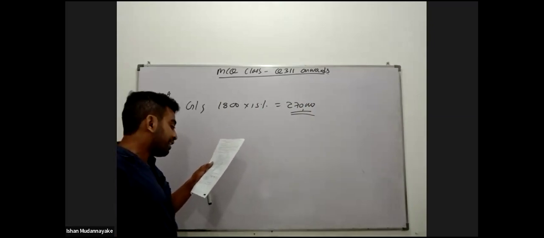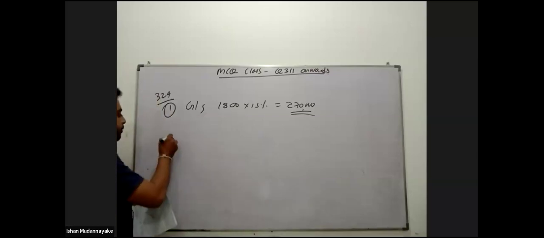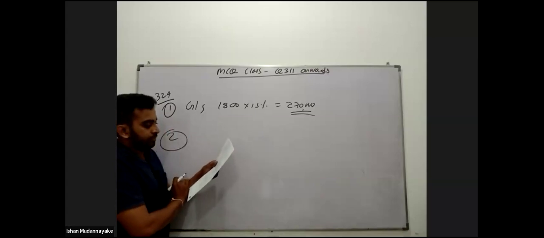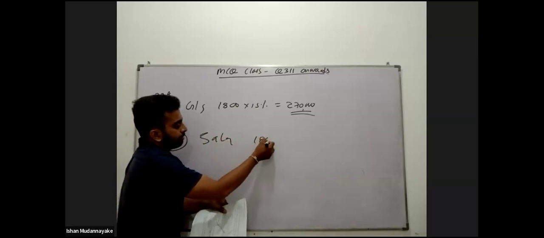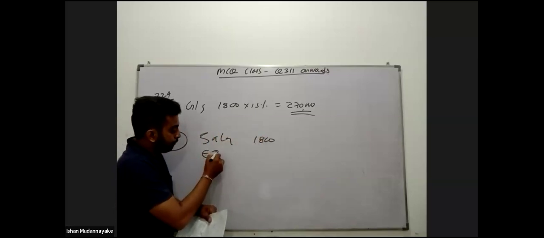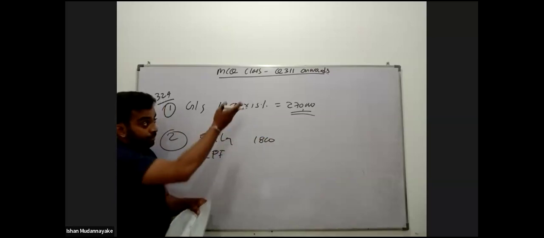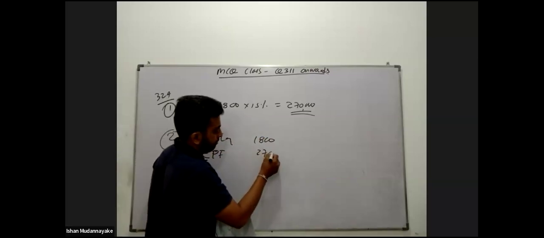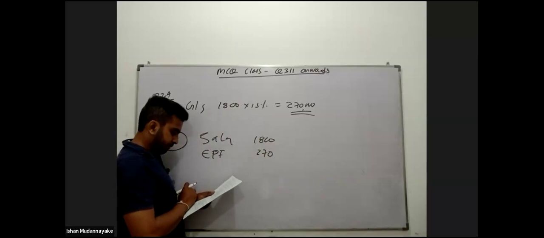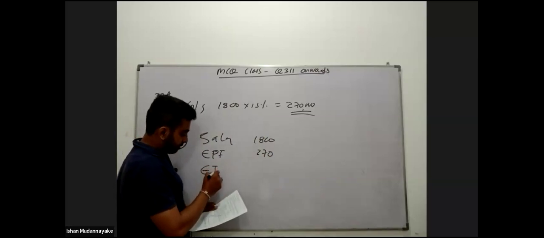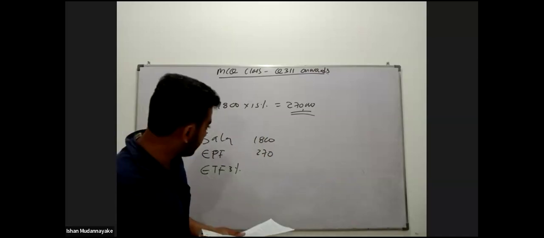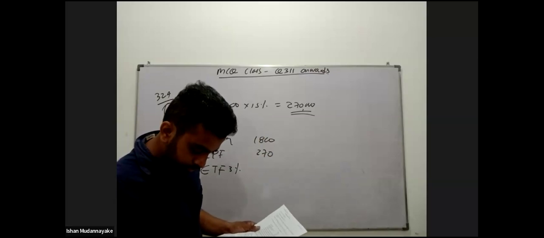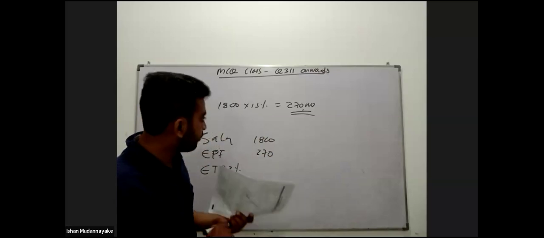Second one, total expense incurred by the business for employees. Salary 1,800. EPF, employer, business, 270. ETF 3%. 1,800 into 3% is 54.